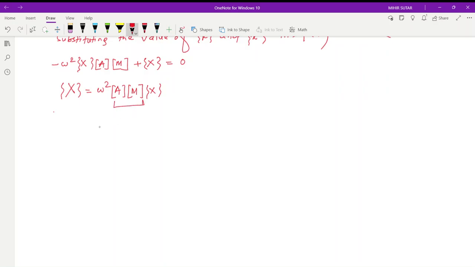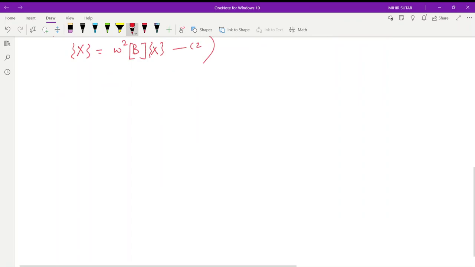So if we further simplify, we will take this multiplication of A and M as a new matrix, let that be B. So our X will be equal to omega square matrix B into X. Let us say this is equation 2.